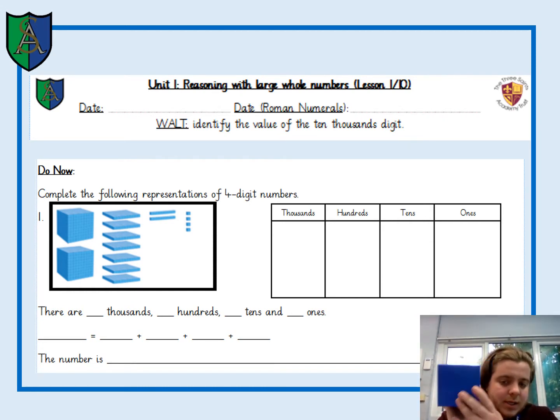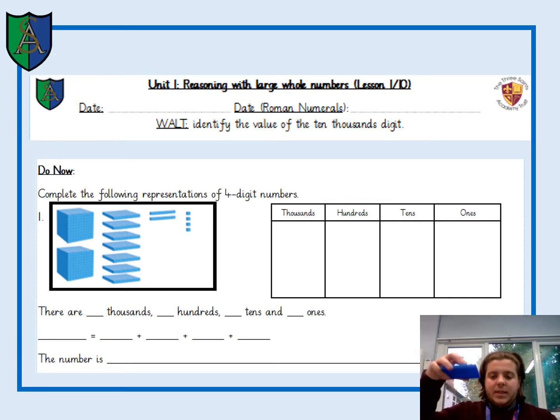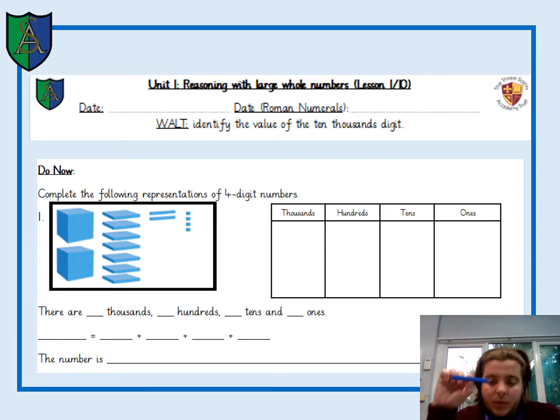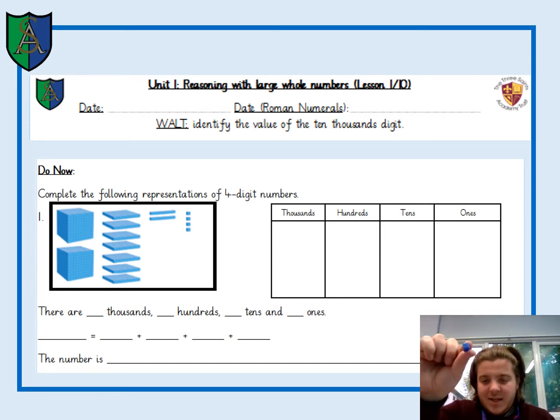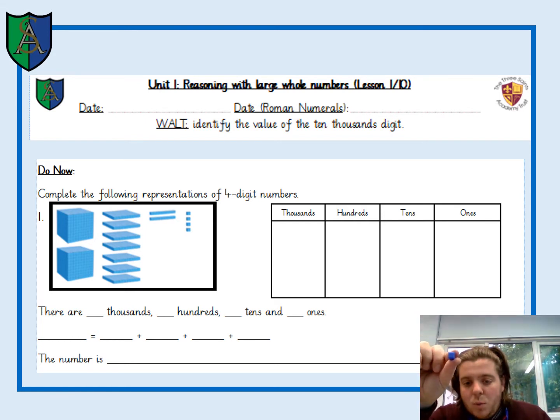So this Dienes represents 1,000. When you see this Dienes, it's actually pictured a little bit like that on your worksheet. That represents 100, because remember it looks like a 100 square. And then you have this one, which we normally call the rod, and that represents 10. And last but not least, and you forget about it because it's really small, is our ones Dienes.